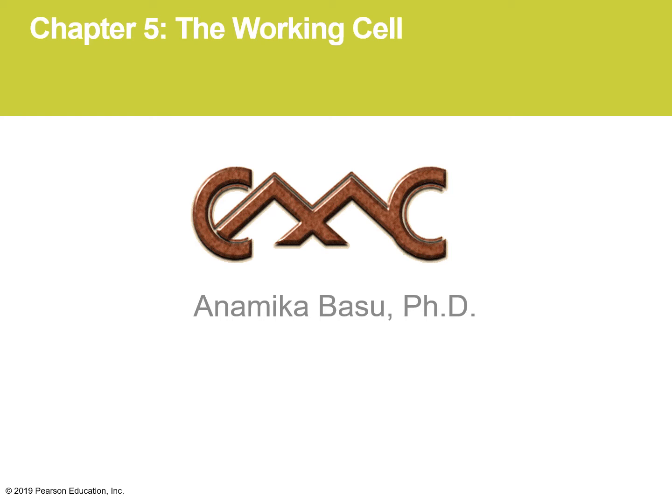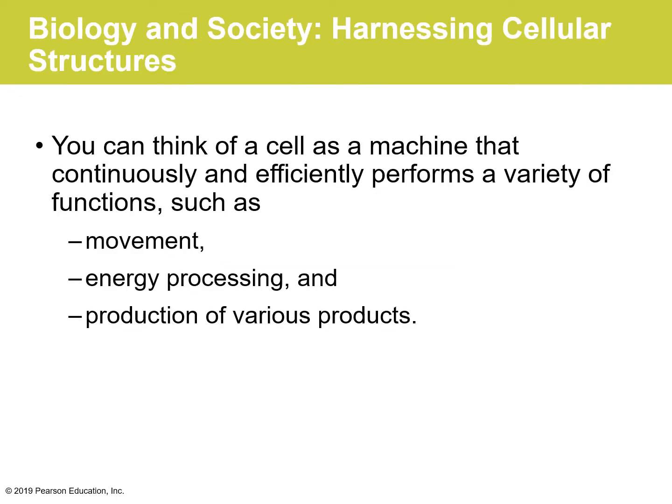Chapter 5, The Working Cell. We've learned about cells in the previous chapter. A cell is a basic unit of life. You can imagine the cell as a machine that works continuously and efficiently to perform a wide variety of functions such as movement, processing of cellular energy, and also production or secretion of different products.